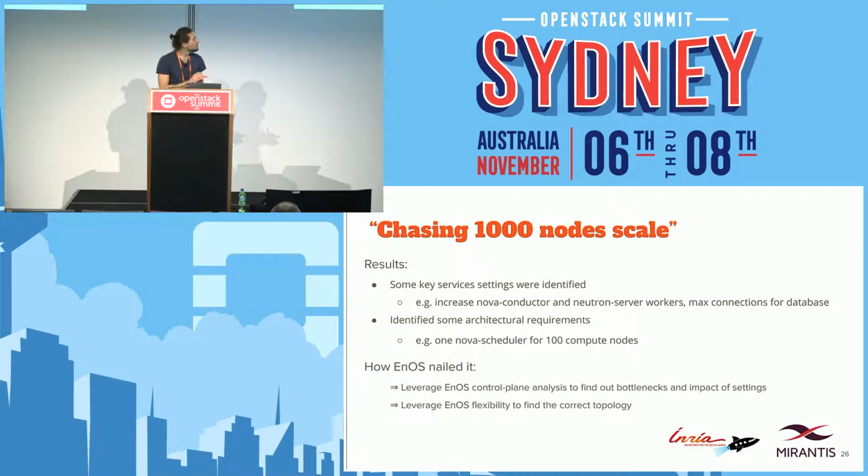So we identified two things. The first one is the key service settings that are required to reach the 1,000 nodes. So we had to increase the number of workers for specific services like Nova Conductor and Neutron Server. We had to increase the maximum number of connections for database and message bus. But there are also some architectural requirements, like we saw that Nova Scheduler is a critical service, and we need one Nova Scheduler for 100 compute nodes deployed.